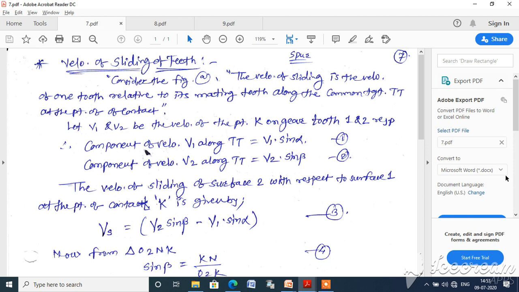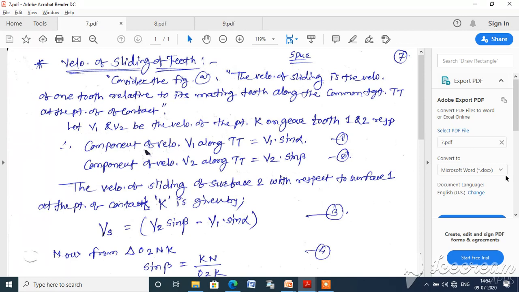So, after seeing the law of gearing, now we have to see velocity of sliding of teeth in a pair of gears. Now we have to consider the same figure. So, what is velocity of sliding? The velocity of sliding is the velocity of one tooth relative to its meeting tooth along the common tangent at the point of contact. So, here we have to see the derivation also.